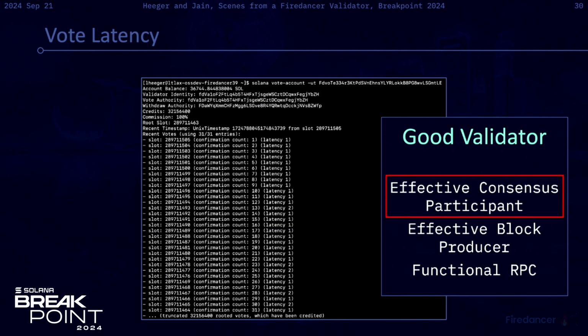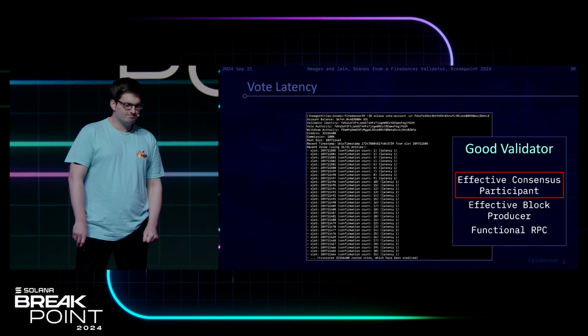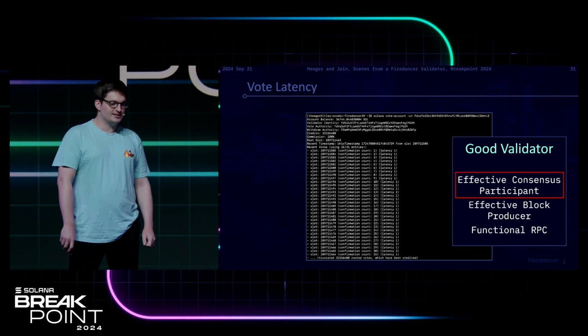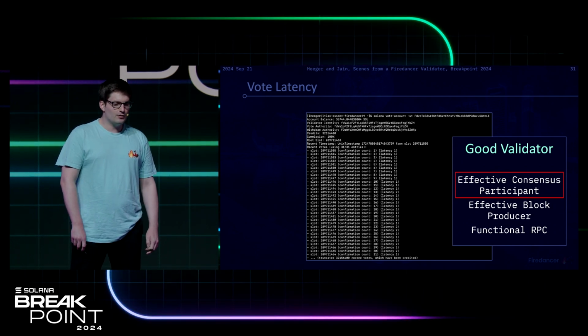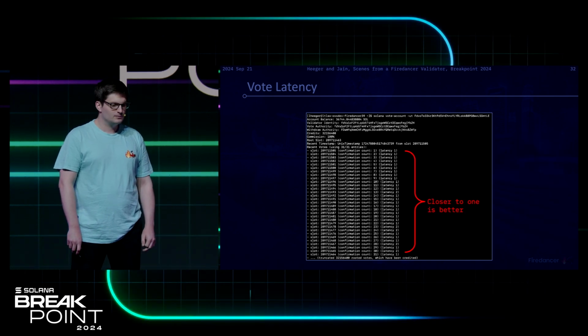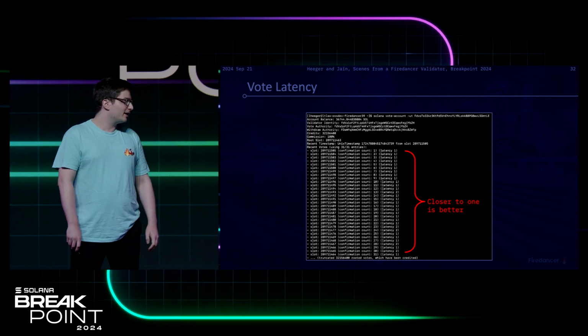So there's one last metric we actually have to look at here, and this is vote latency. Vote latency is the number of slots between when a validator has generated a vote transaction and the slot that it's actually included in a block. A validator that is voting late is not keeping up with consensus. This results in their votes being less valuable for resolving forks and finalizing blocks in a timely manner. And again, for this metric, latencies closer to 1 are always better.